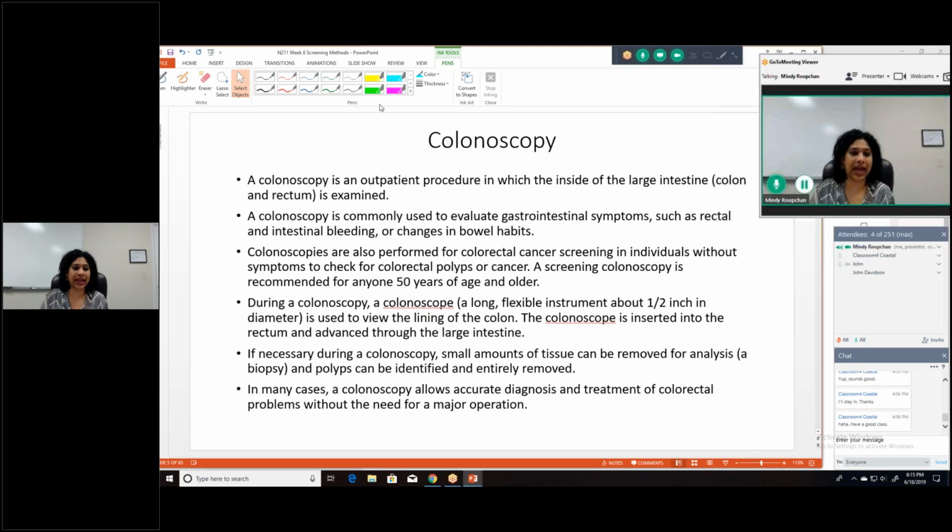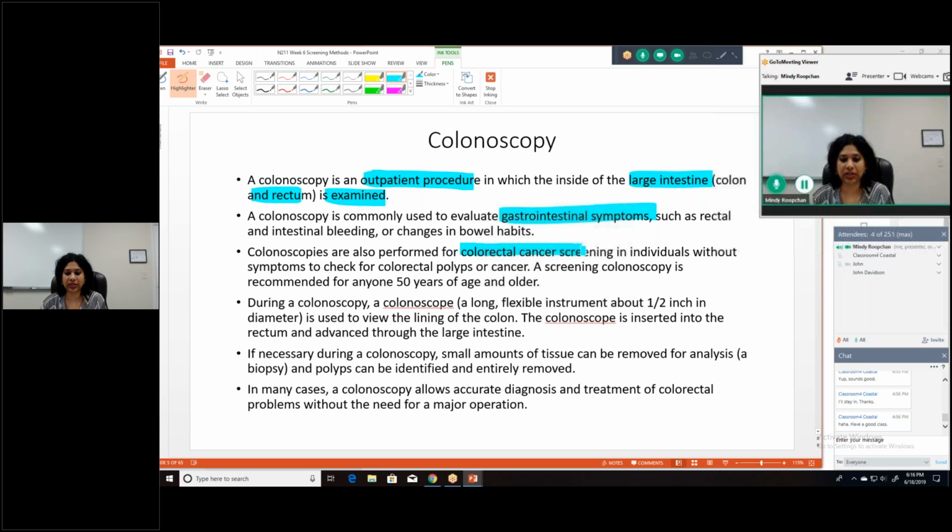A colonoscopy now is an outpatient procedure. It's not pleasant for people, where they go in. The inside of the large intestine, colon and rectum are going to be examined. It's used to evaluate GI symptoms, rectal or intestinal bleeding, or even changes in bowel habits. Colonoscopies are performed for colorectal cancer screenings in individuals without symptoms to check for colorectal polyps or cancer. The screening is usually recommended for anyone 50 years and over.